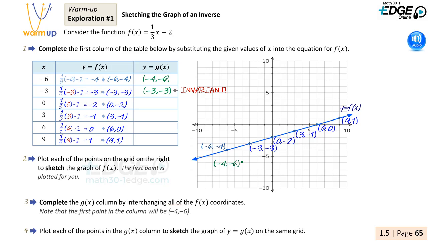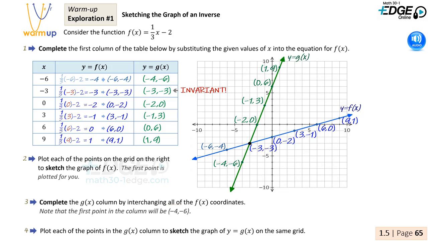Therefore, this is an invariant point, as its location does not vary from the original graph. It turns out that the point -3 and -3 is the only invariant point. Connecting all the points, we find a line with a slope of 3 and a y-intercept of 6.